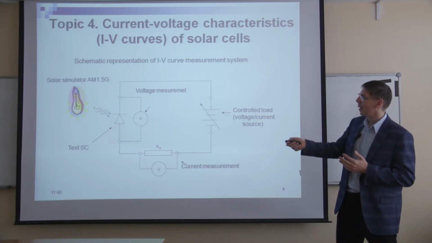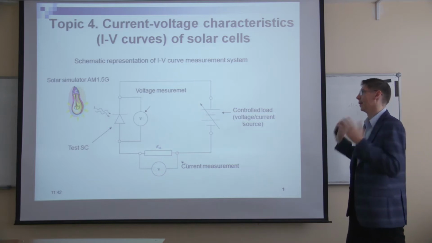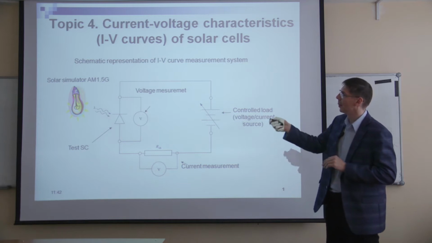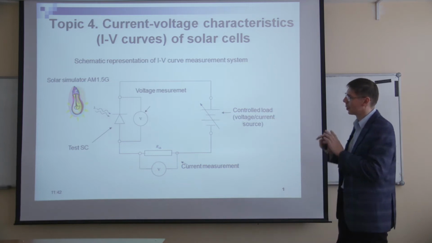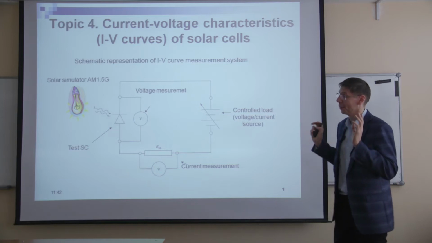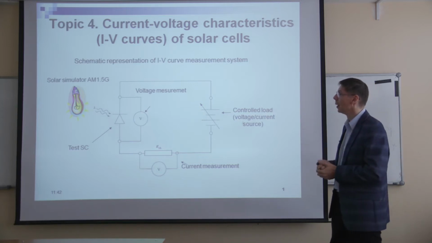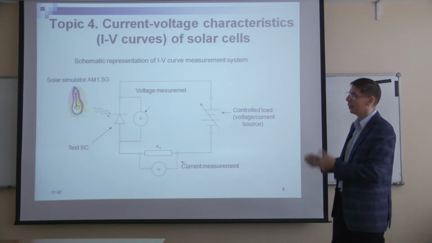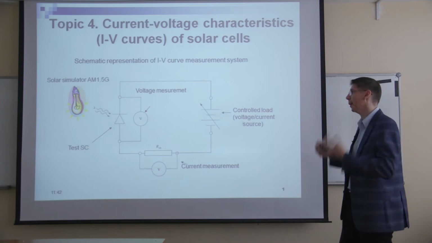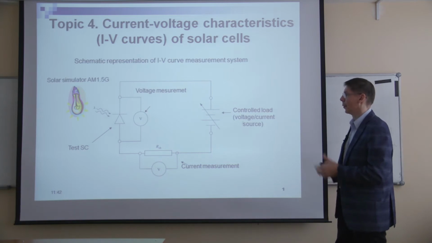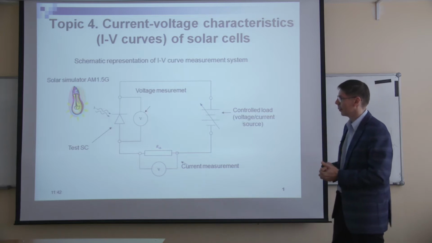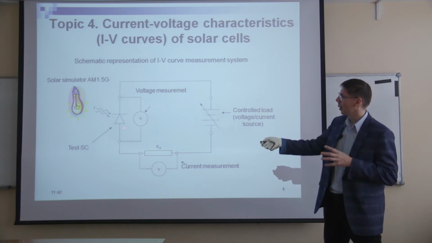You have a source of light which has any required condition. I mean, we have a spectrum which corresponds to AM1.5G or any standard spectrum. We have the intensity of this light, which is calibrated using a reference solar cell. Then we can produce the required temperature. So we have our solar cell.